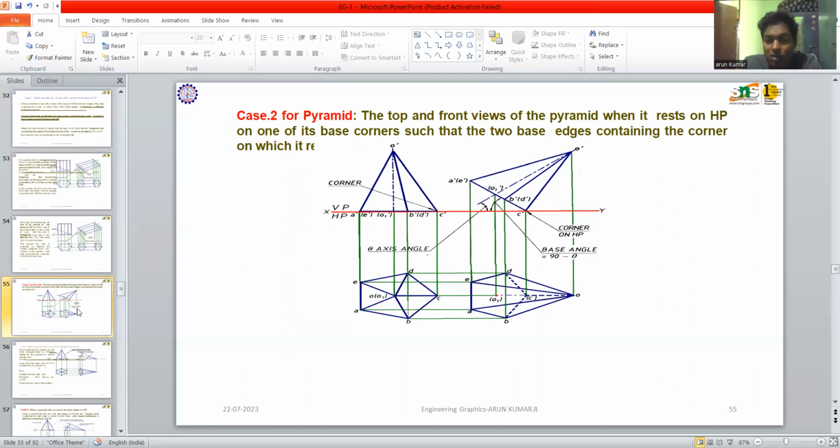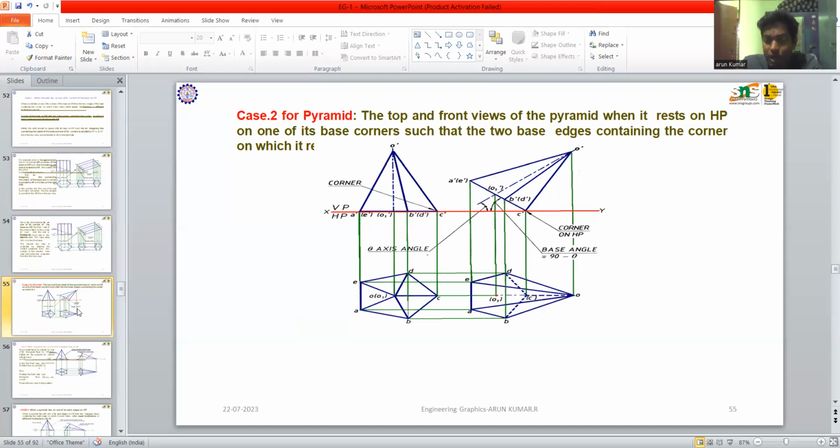So what is the condition? The axis is inclined to HP, and the angle value is given in the question, like 60 or 30. If I take 60 degrees as an example for the solid, the axis is 60 degrees inclined to HP, so the front view has to be tilted at 60 degrees to the axis. After tilting, that is the tilted front view.